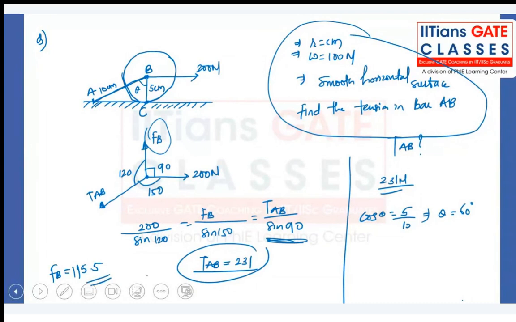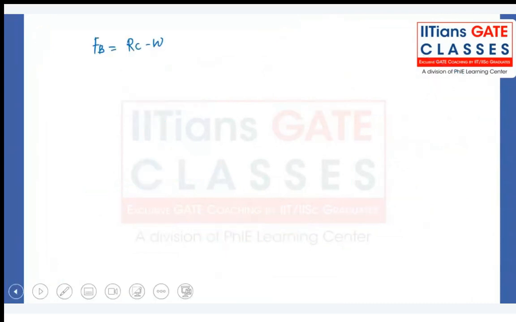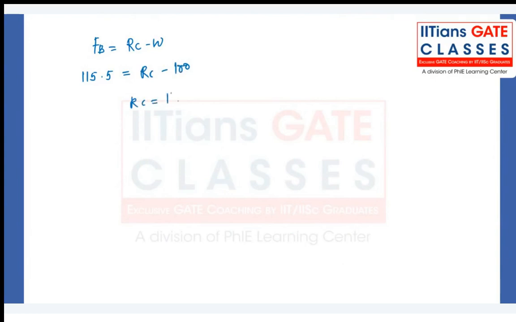Now, 115.5 is equal to RC minus weight. Weight is already given to you, it is 100 newton. So RC is what? 115.5 plus 100, that is equal to 215.5 newton. Are you following it? Yeah, okay. I hope it is clear till this to all of you.